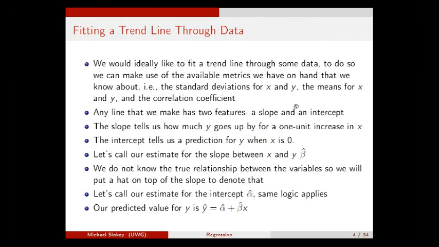Any line is going to have 2 features. One's going to be the slope, the other is going to be the intercept. The slope tells us how much y goes up when x goes up by 1 unit.